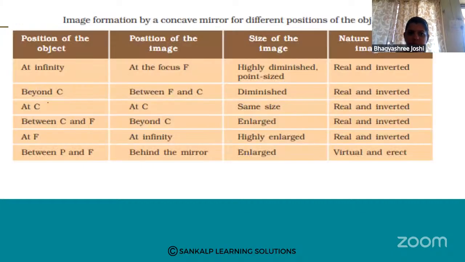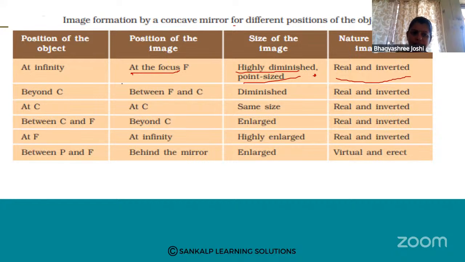Next one. Image formation by a concave mirror for different positions of the object. When you keep the object at infinity, at which position will you get the image? At the focus F. This is very, very important. And the size of the image will be highly diminished and it is point size. Okay, just point size. And the image is real and inverted. Real means we can get the image on the screen. Real and inverted. Virtual means behind the screen.